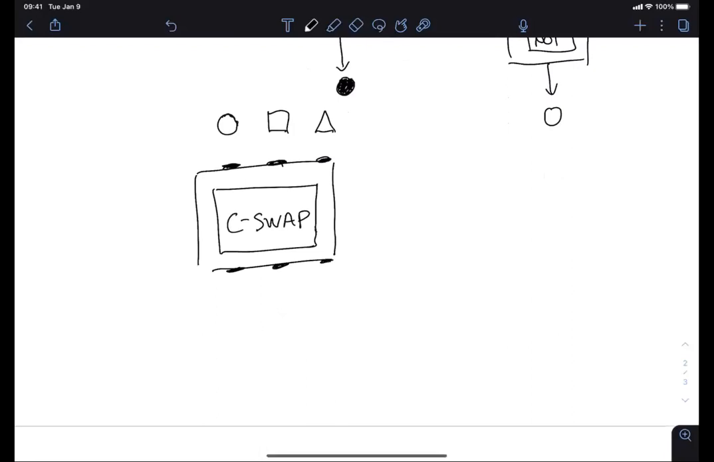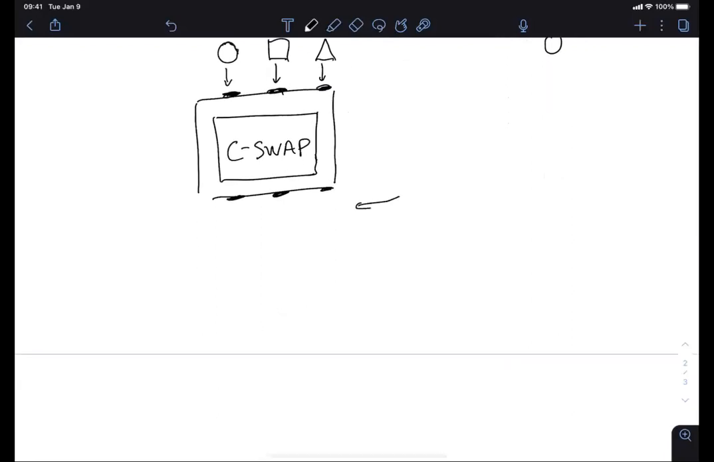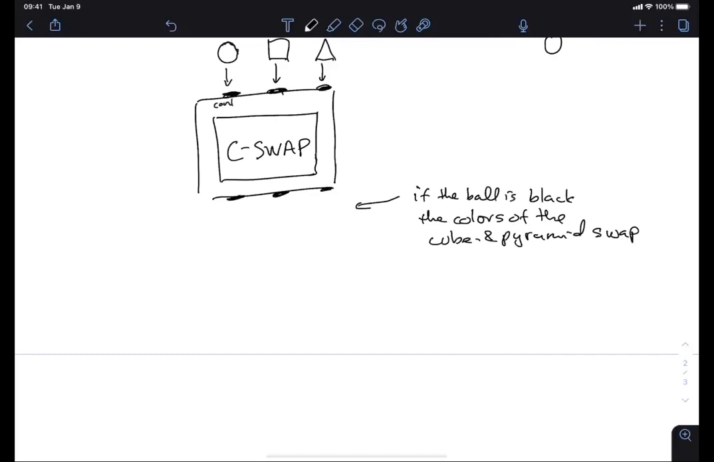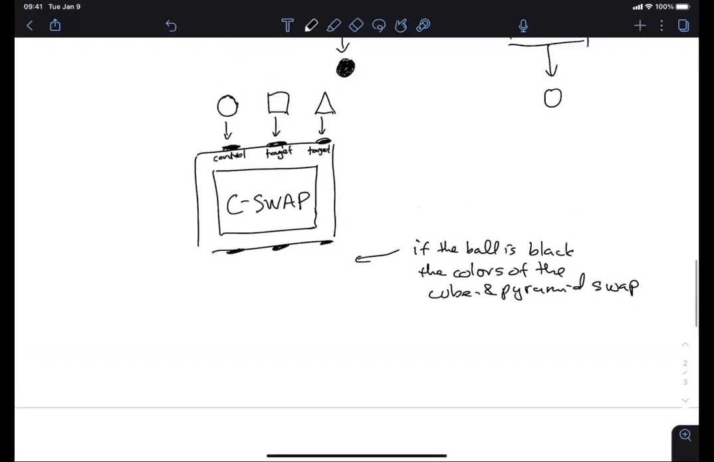And this is a box that when you drop the balls through, they can only go through their corresponding hole. And there's just a very simple rule, which is if the ball is black, the colors of the cube and pyramid swap. So the C stands for control, and it's best to label the box here control, and then these we call the target. Okay. So in this case, if all 3 are white and I drop them through, well, they'll just come out white. But if, for example, the ball was black and the pyramid was black, then the rules of this box are the ball doesn't change color, but the colors of the cube and the pyramid swap. Okay.